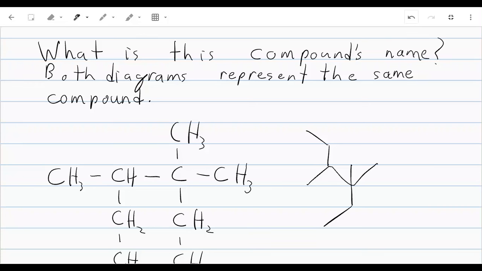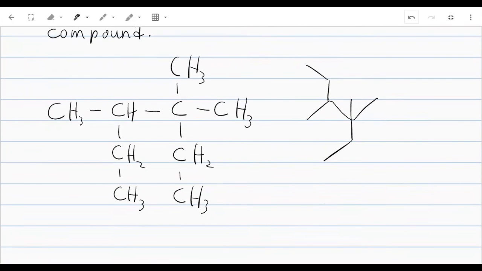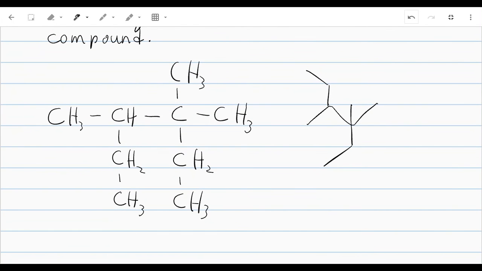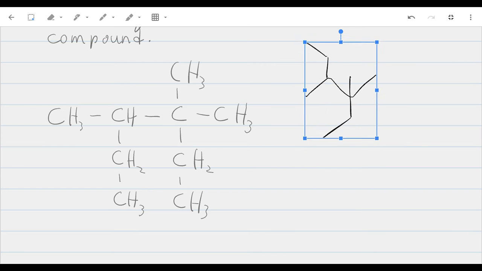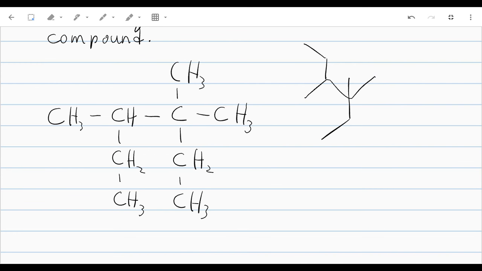In this problem, we're being asked to name an organic compound. Now, we are given two diagrams of this compound. They are actually of the same chemical, even though they look very different. On the left-hand side, we see a condensed structural diagram that shows us all of the carbons and hydrogens. On the right-hand side, we have a line diagram that only shows us the apexes where you have carbon bonds. They are both the same, however.